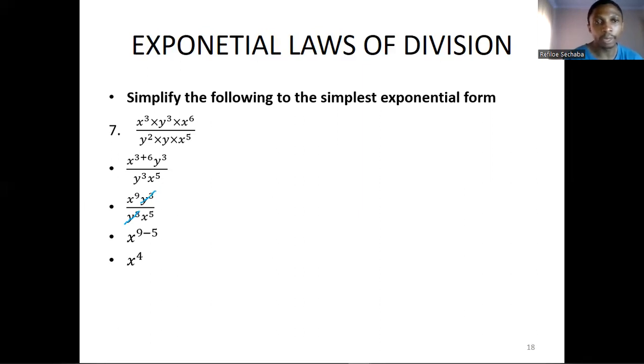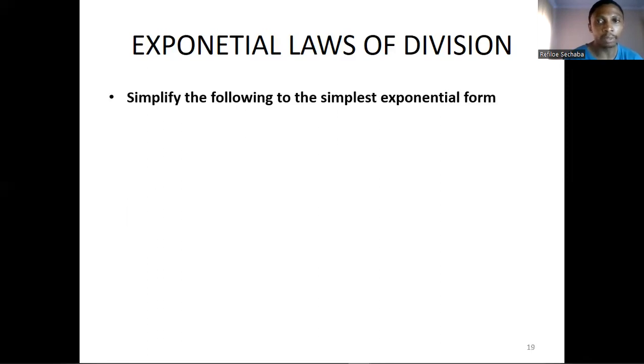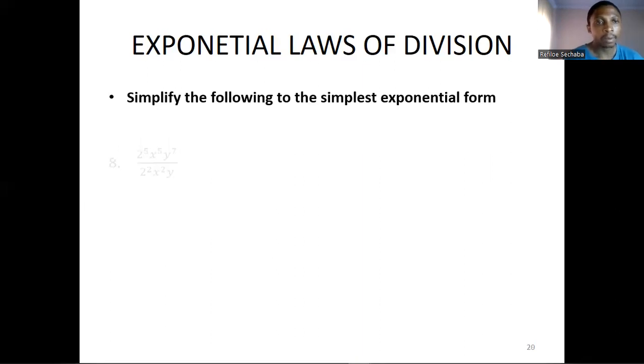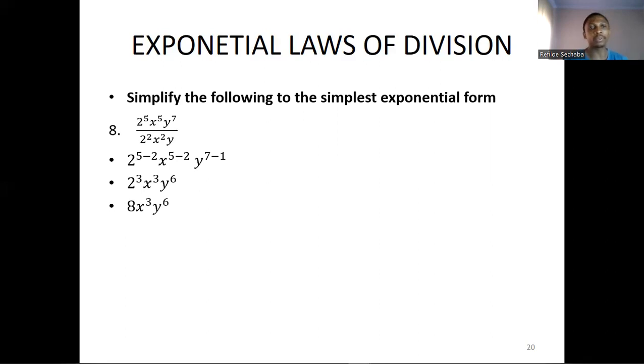All right. What about number 8? What did you get for number 8? For number 8, you will have this, and your answer will be that. Note that 2 to the exponent of 3 is 8. So we will simplify that and write it as 8. And this will be your answer to number 9.